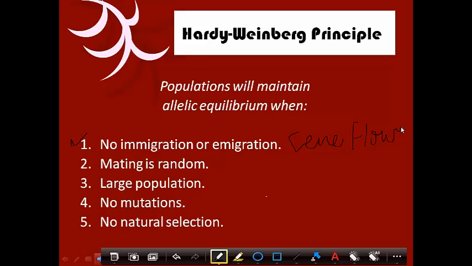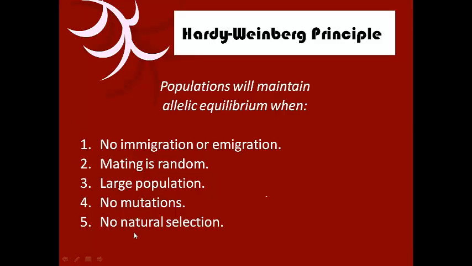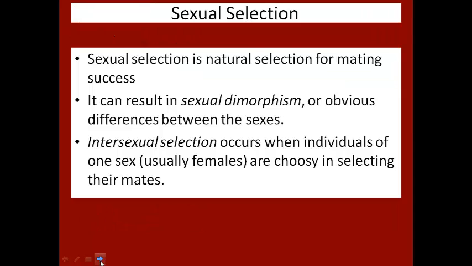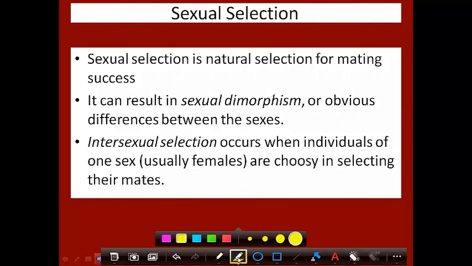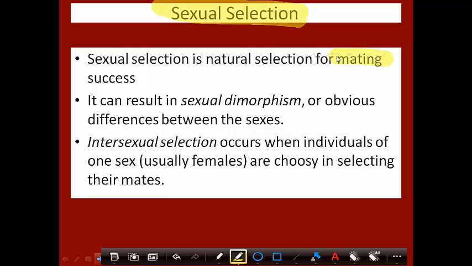The second thing that maintains equilibrium is if the mating is random. So let's see how we shake that up a little bit. What can happen in populations is something called sexual selection can occur. That's our heading for this one. Sexual selection is similar to what we already learned about natural selection, but it's selection for mating success. So it's not so much the environment that's choosing the traits that get passed on, but the mates are choosing the traits. So I'll just add that in.